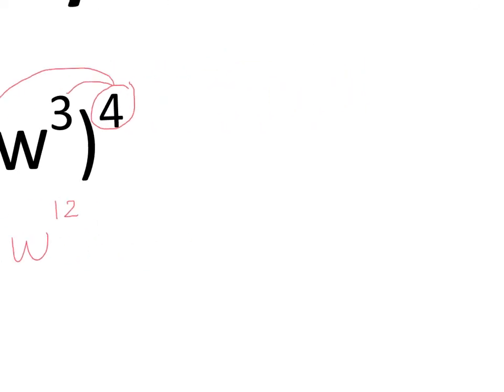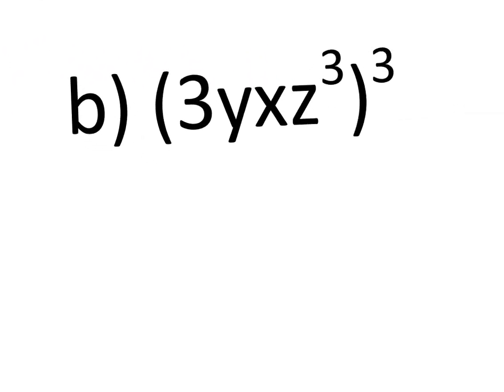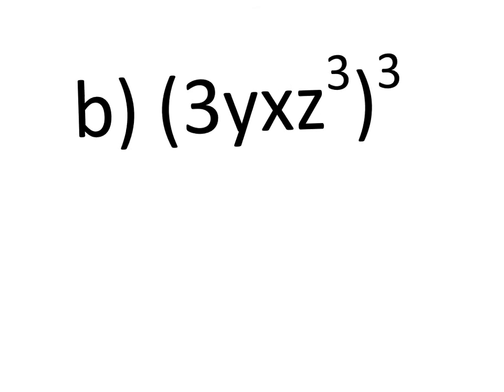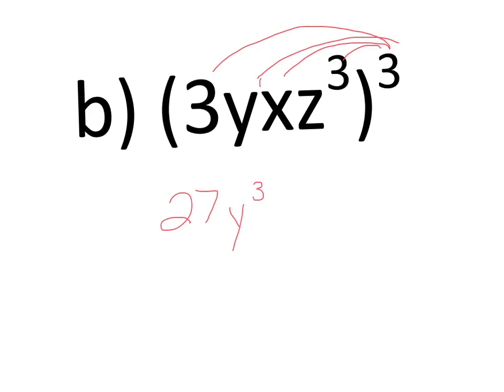All right, example B here. I'm going to drop that 3 into all 4 parts here. So if I look at that, that's going into all 4 parts. So 3 to the third is 27. Remember, it's 3 times 3 times 3. Y to the third, because there's a 1 there, 1 times 3 is 3. X to the third, 1 times 3 is 3 again. And now for z, I'm going to have 3 times 3 or 9.